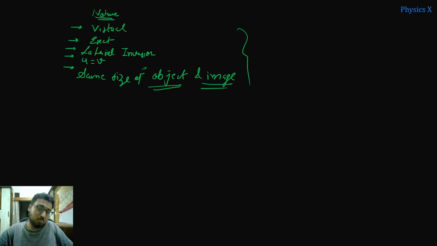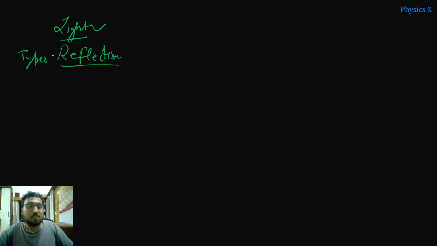So this is what we have learned about reflection today. What is light? We have learned about light. We have learned about reflection, and we have learned about types of reflection also, and we have learned about plane mirrors.